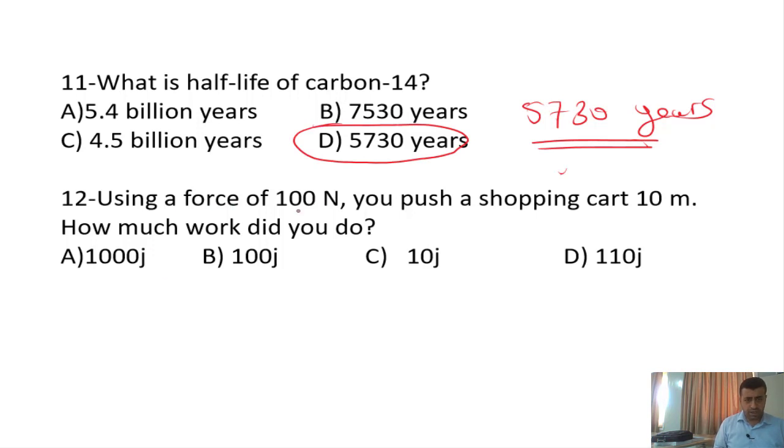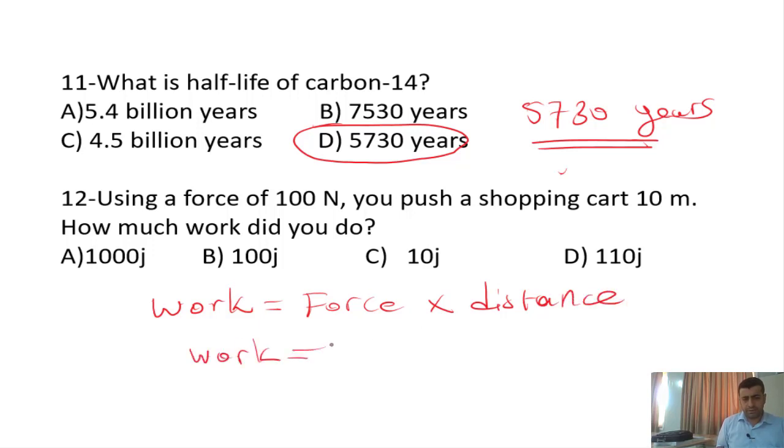Using a force of 100 Newton, you push a shopping cart 10 meters. How much work did you do? So let us write the formula first. Work equals force times distance. According to that, work equals, what is our force? When you see Newton, it is going to be force, 100 Newton times. What about our distance? 10 meters. So it is going to be 1000 joules. So the answer will be A.